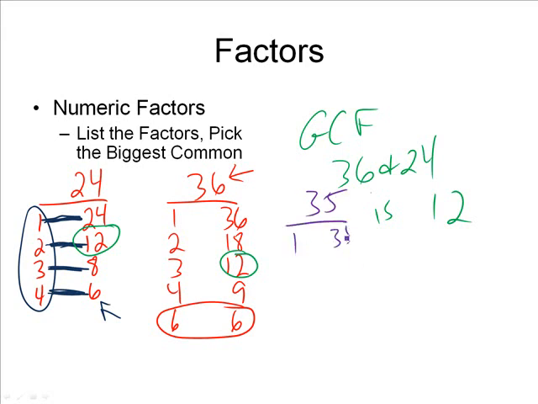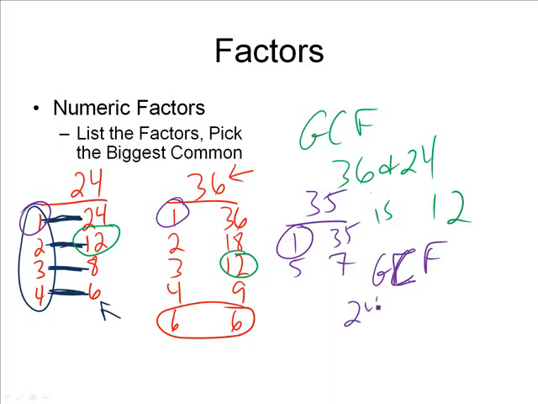And we have 1 and 35, 5 and 7, and we look at the list for the biggest number that's in all three lists. And that number is 1. The greatest common factor of 24, 35, and 36 is 1.